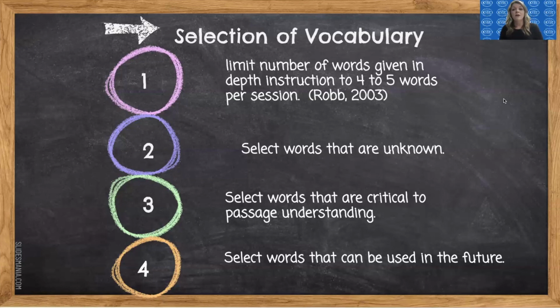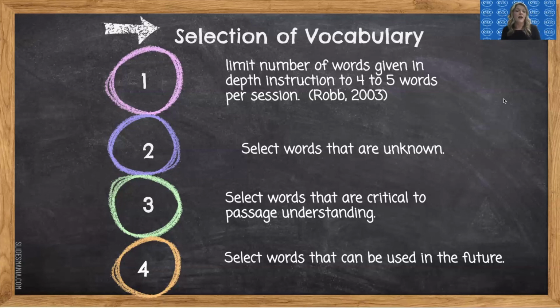And again, you may be working with 3 or 4 students, and you may have 3 or 4 different vocabulary lists. Each student may have a different list of words, because of course it depends on your students. And then step 3 is select words that are critical to the passage understanding. That goes along with when we talked about tier 3. Sometimes you will have to use some of those tier 3, content specific words, in order for them to understand what they're talking about.